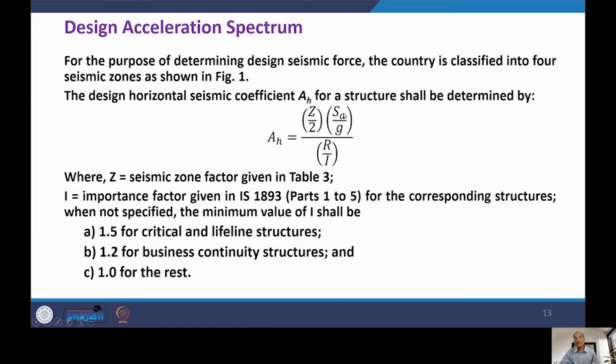Sa/g is basically the spectral acceleration coefficient, which is given in that. I is the importance factor given in IS 1893 Parts 1 to 5 for the corresponding structures. When not mentioned, the minimum value shall be taken. It should be taken as 1.5 for critical and lifeline structures, 1.2 for business continuity structures, and 1 for the rest of the structures. So the importance factor I is selected, Z zone factor is given, and before we move ahead, for designing the seismic forces, the country is classified into 4 seismic zones, which is shown in this figure.